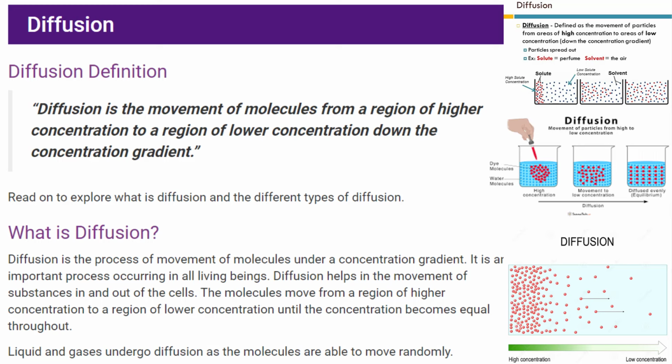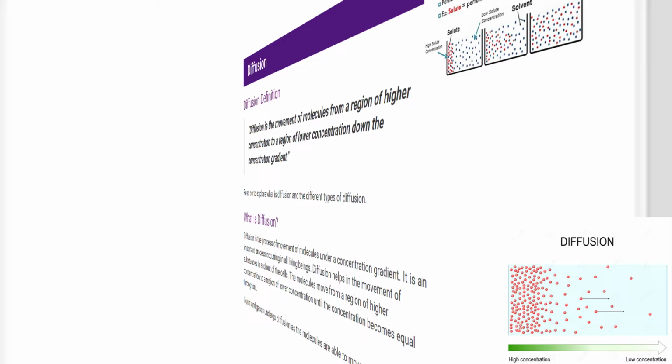Diffusion is the process of movement of molecules under a concentration gradient. It is an important process occurring in all living beings. Diffusion helps in the movement of substances in and out of the cells. The molecules move from a region of higher concentration to a region of lower concentration until the concentration becomes equal throughout. Liquid and gases undergo diffusion as the molecules are able to move randomly.